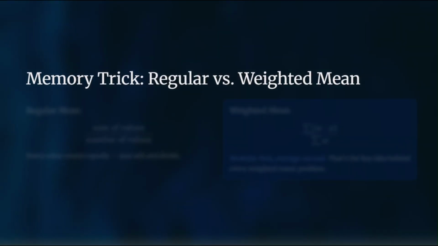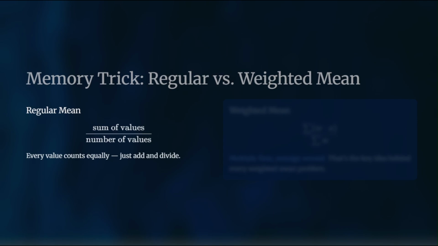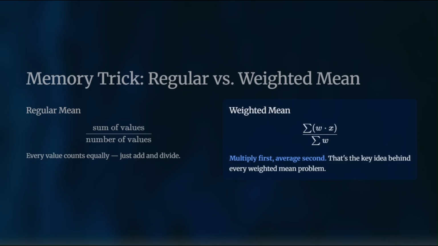So remember, to calculate a regular mean, you'll just sum all the values and then divide by the number of values. Every value counts equally. You just add and divide. But for weighted mean, you'll need to multiply first and average second. That's the key idea behind every weighted mean problem.